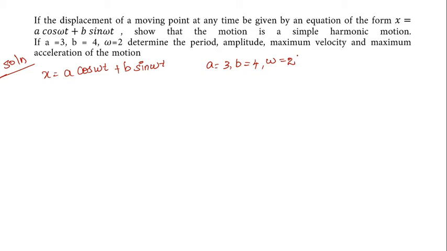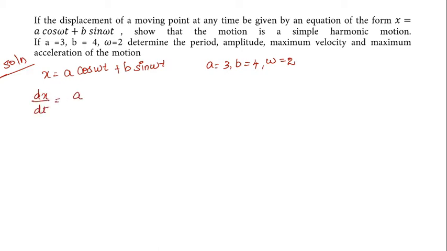You have to find the first derivative, then the second derivative. If the second derivative is greater than 0, we obtain a minimum point, and if the second derivative is less than 0, we obtain a maximum point. So here they ask you to find the maximum velocity and maximum acceleration, so we have to check whether our second derivative is less than 0. So x is equal to a cos ωt plus b sin ωt. We can find the derivative dx by dt.